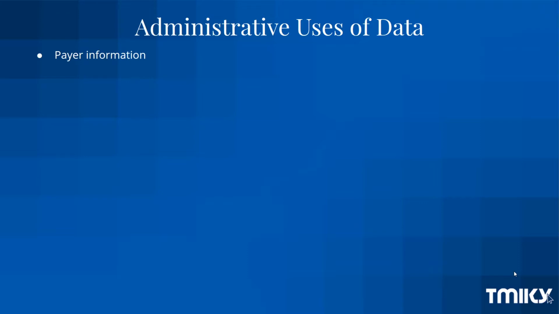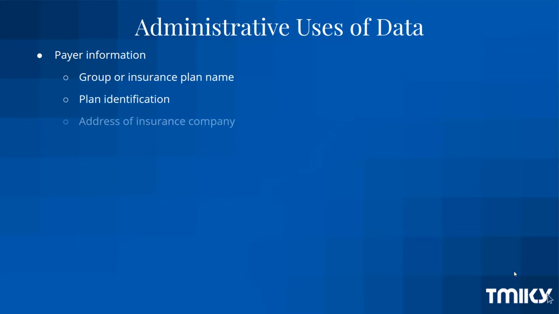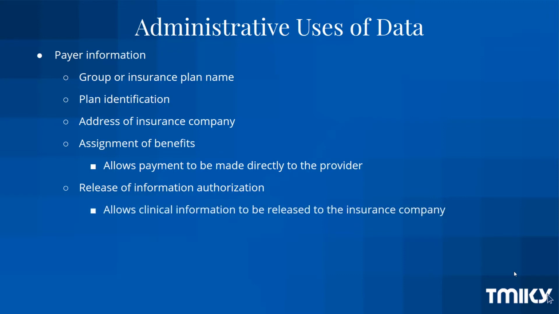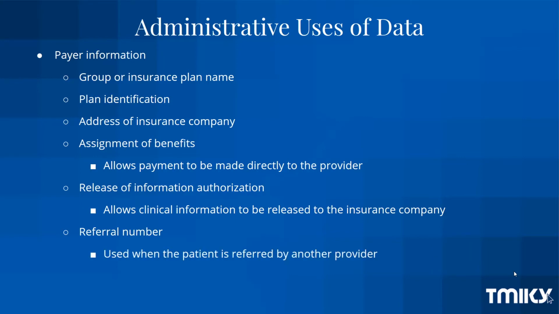Next, let's talk about payer information. This is another form of data that is included. It consists of a group insurance plan name, plan identification, address of the insurance company, and assignment of benefits. It also allows payments to be made directly to the provider. Also included in the payer information is the release of information authorization, which allows clinical information to be released to the insurance company. Next is the referral number, which is used when the patient is referred by another provider, and the prior authorization number, which is necessary when insurance plans require approval.